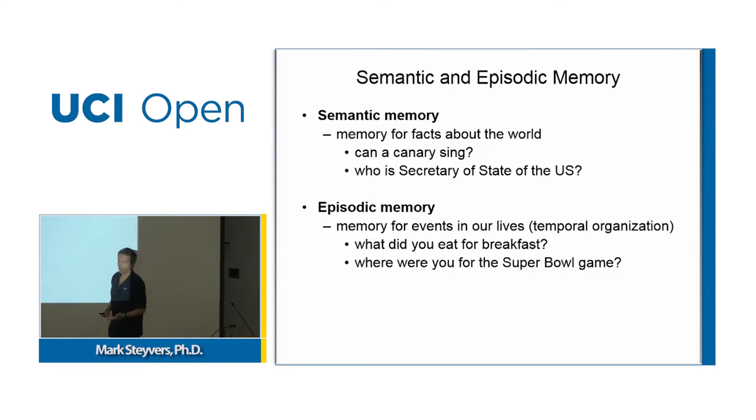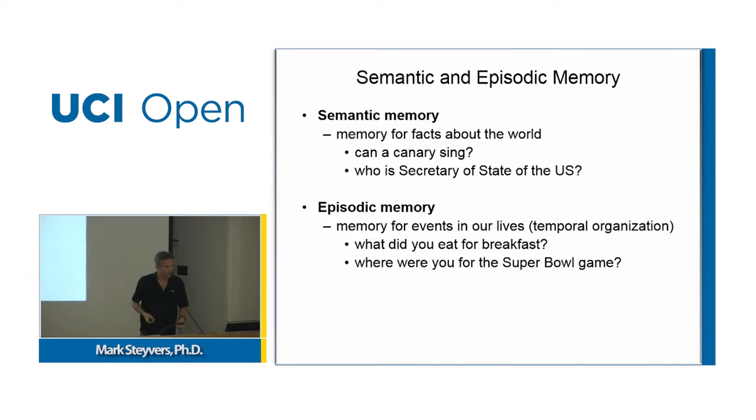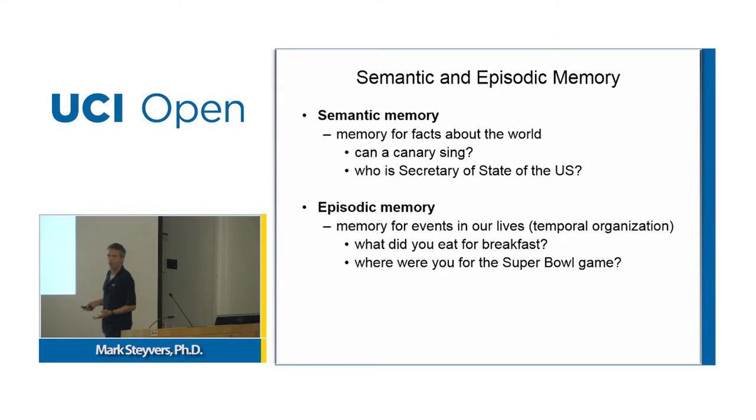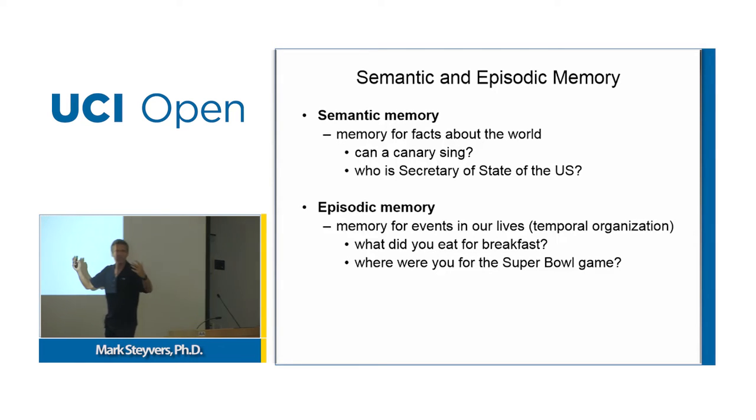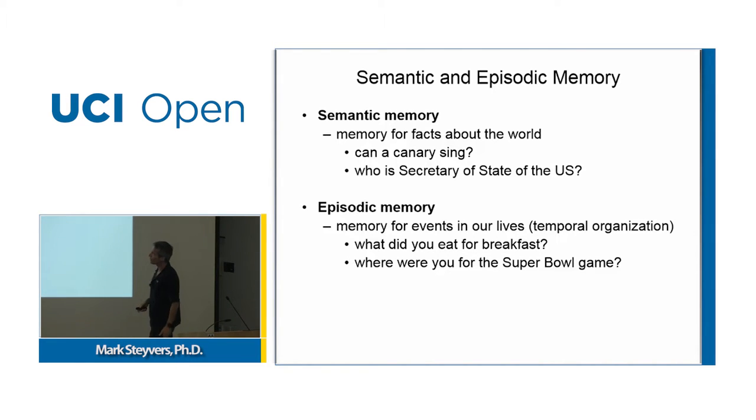If I ask you, what did you eat for breakfast? You remember that time, you remember the place, etc. Where were you for the Super Bowl game? If you were there, you can vividly remember the contextual details. So those are episodic memories. But again, the tricky thing is, episodic memories might become semantic memories. Generally, you accumulate knowledge over time, and over time, you might learn certain things as facts, but they started out as episodic memories.